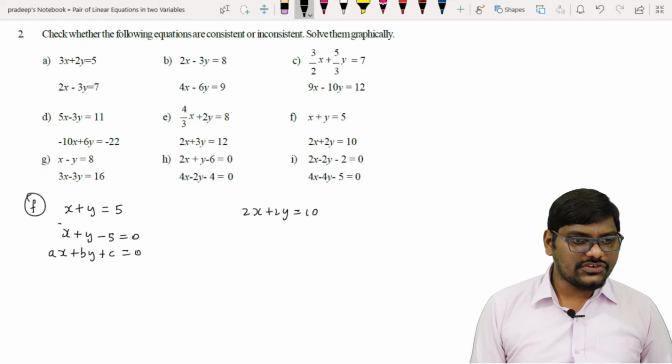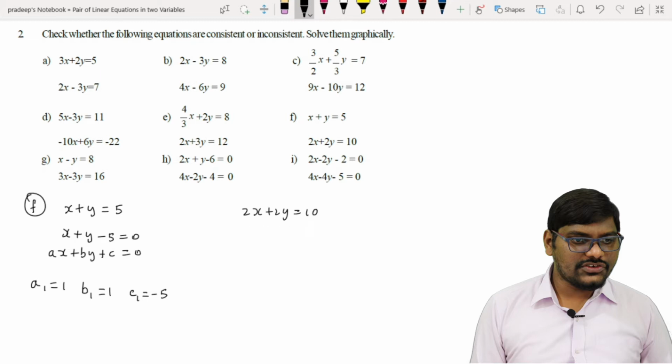See, this x does not have any coefficient. If there is no coefficient, then we take 1 as the coefficient. When y does not have any coefficient, it means that there is 1 as a value here also. So now I'll equate this: a1 equal to 1, b1 is again 1, and c1 equal to minus 5.